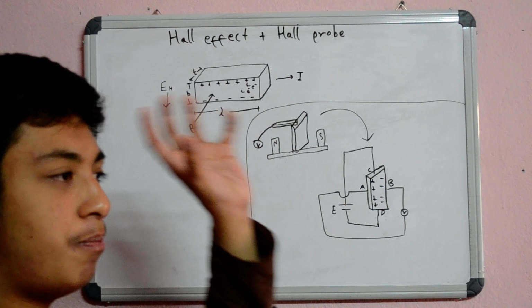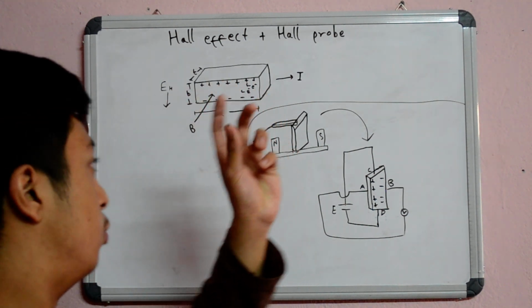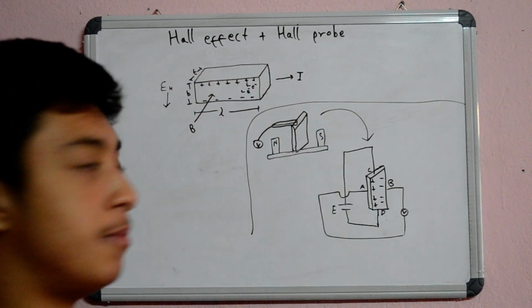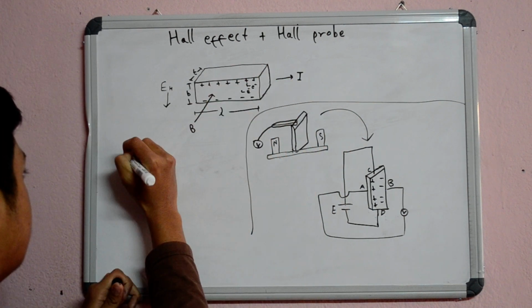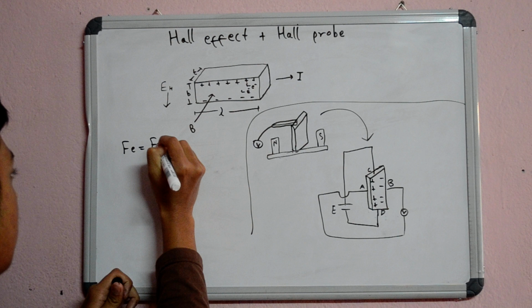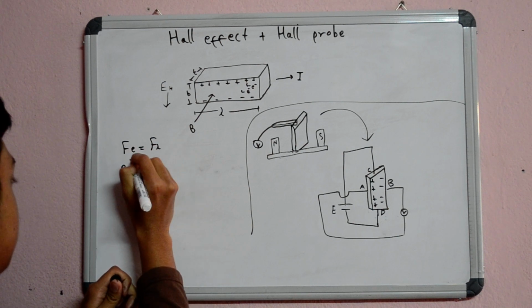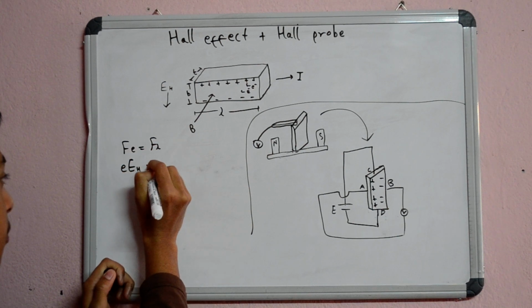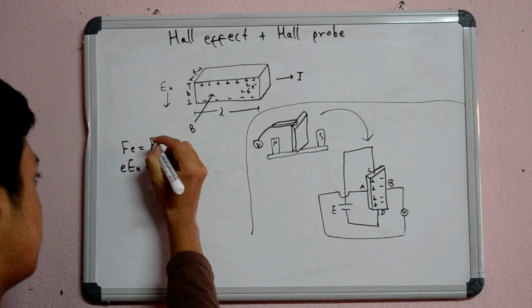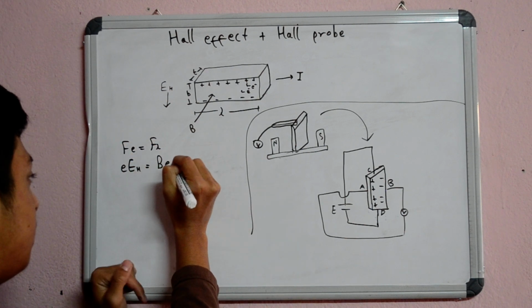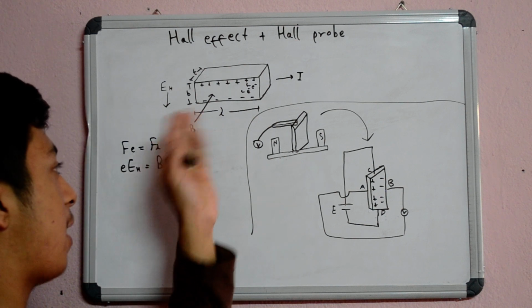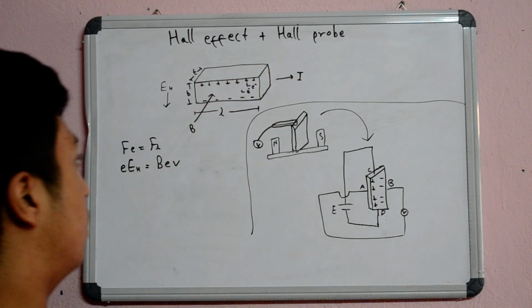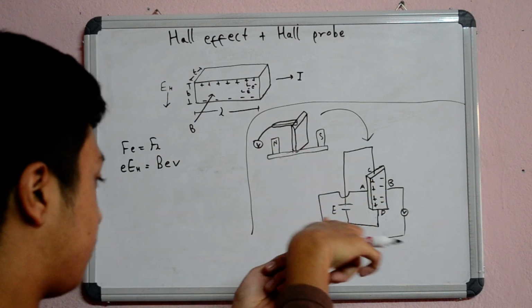That means at some point the Lorentz force will be equal to the electric force, meaning that the electrons will go undeflected. So Fe will be equal to Fl. So this is of course eE_H, because we're talking about the Hall field, and the Lorentz force is Bev sin theta, but again theta is just the angle between magnetic field and current, which is 90 degrees.